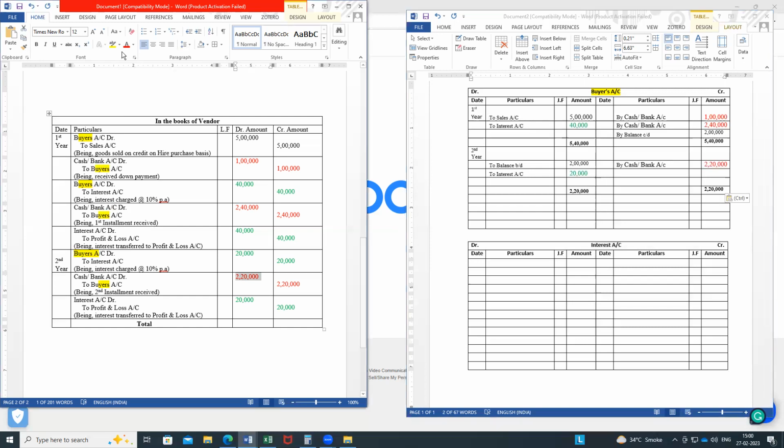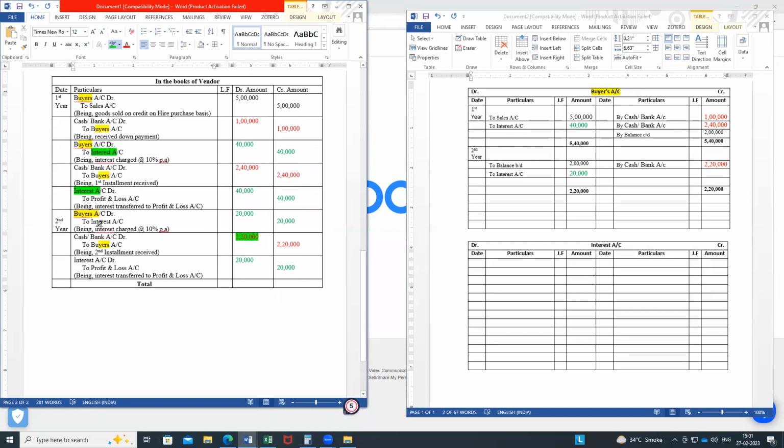So let us give now I will highlight. Let me see, where is the interest? Okay. Wherever you see interest, first highlight. First year mein interest has been recorded twice. I can see the interest account twice in the first year. And even in the second year, I can see interest account twice. And that is what I have highlighted.